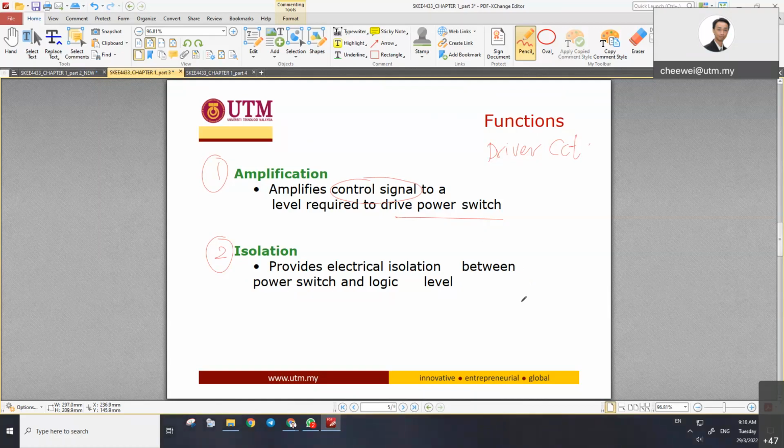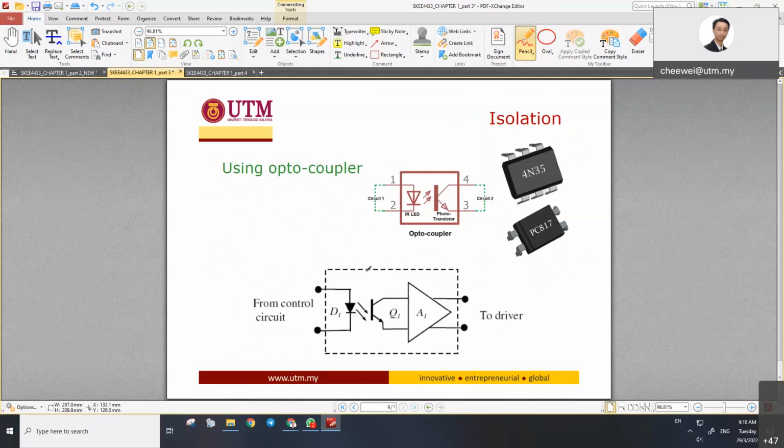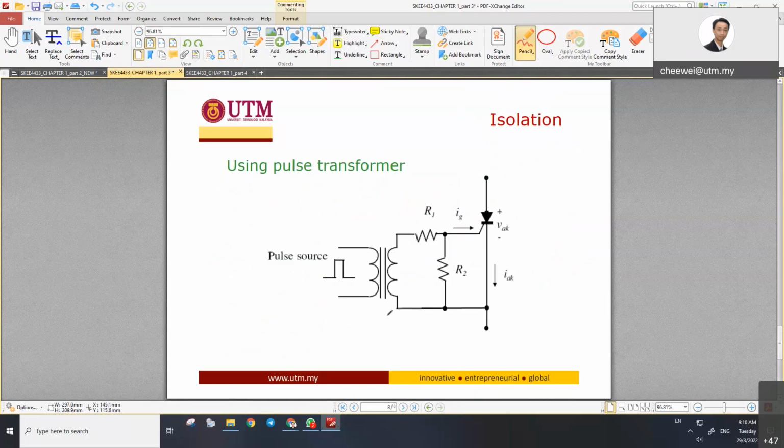How do we isolate electrically? There's only one component. What is that? Insulator? No. Electrical isolation is done with the what? Transformer. The symbol is TX, not T-Rex, yeah? TX, transformer. Okay, this is the transformer.